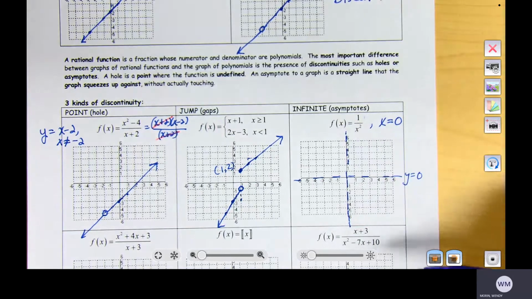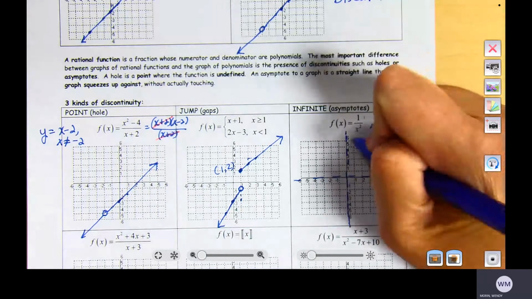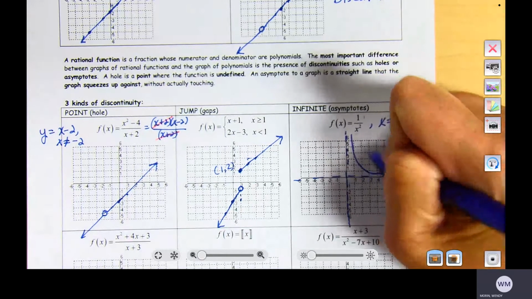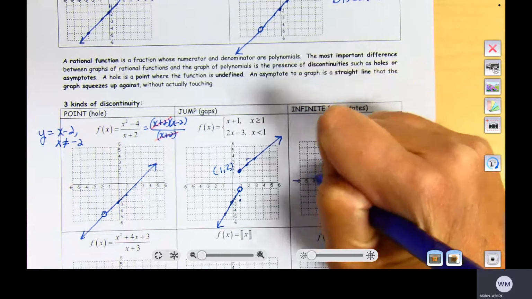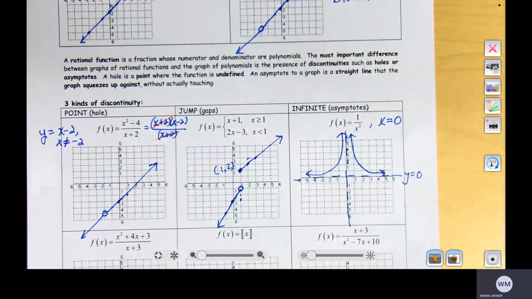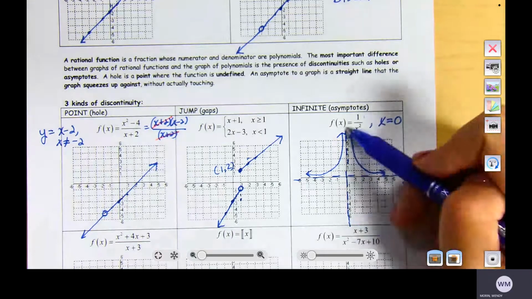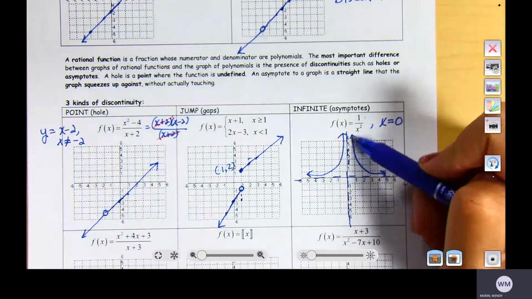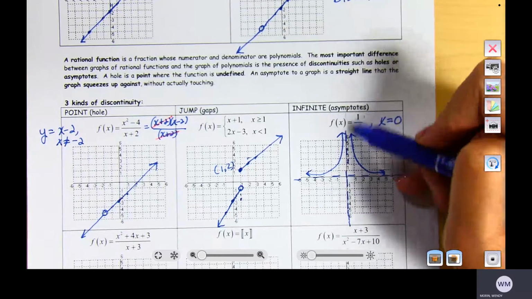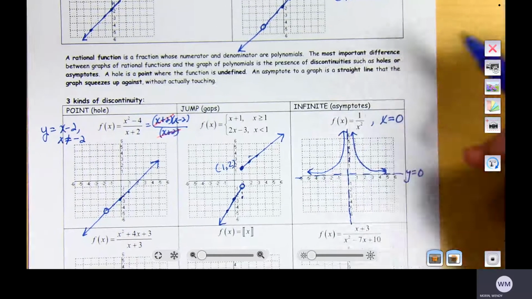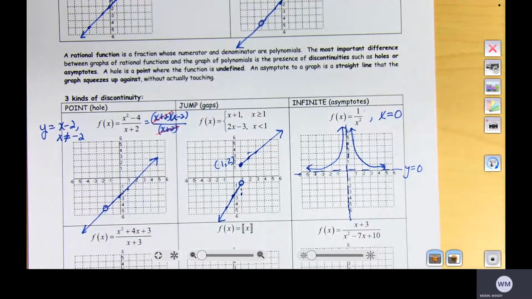Positive. Okay, so a sketch of this type of graph. There's a sketch. You can plot some points, but that's what it basically looks like. This right here is called infinite discontinuity. Basically, if you have a vertical asymptote, you have infinite discontinuity. Okay?